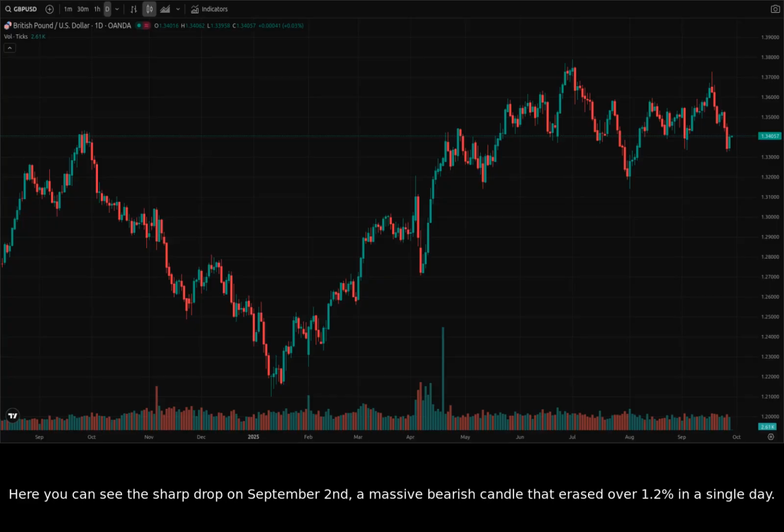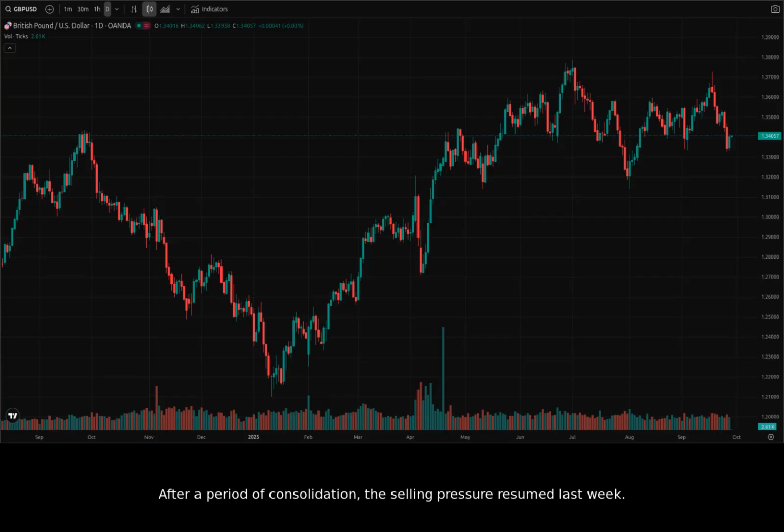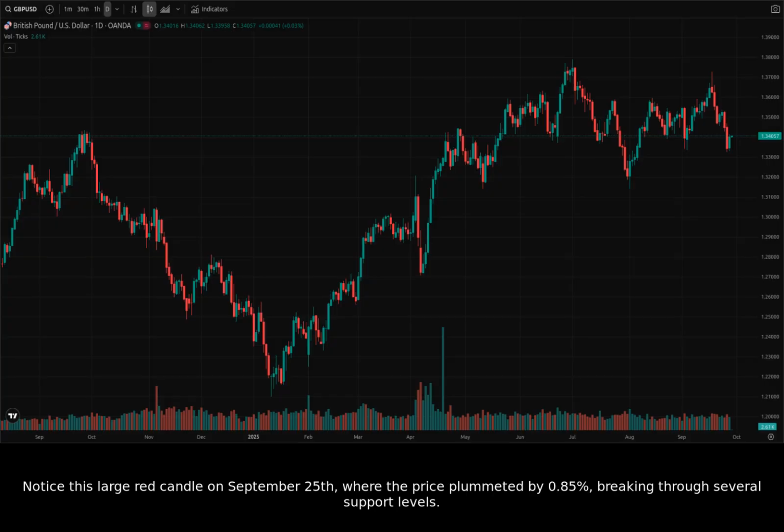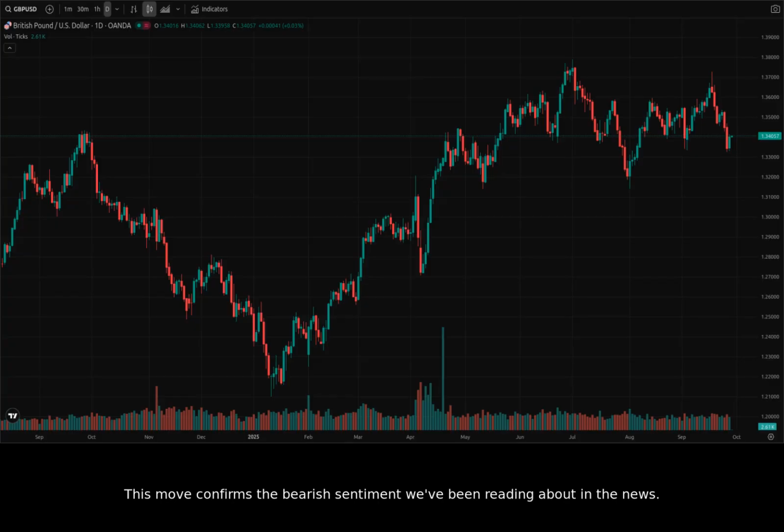Here you can see the sharp drop on September 2nd, a massive bearish candle that erased over 1.2% in a single day. After a period of consolidation, the selling pressure resumed last week. Notice this large red candle on September 25th, where the price plummeted by 0.85%, breaking through several support levels. This move confirms the bearish sentiment we've been reading about in the news.